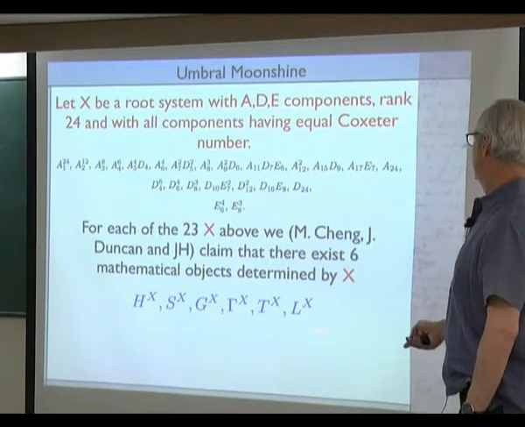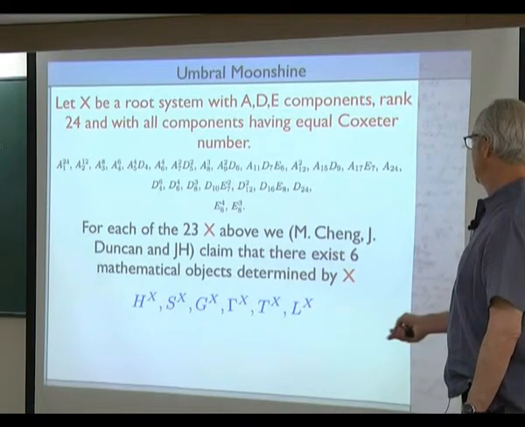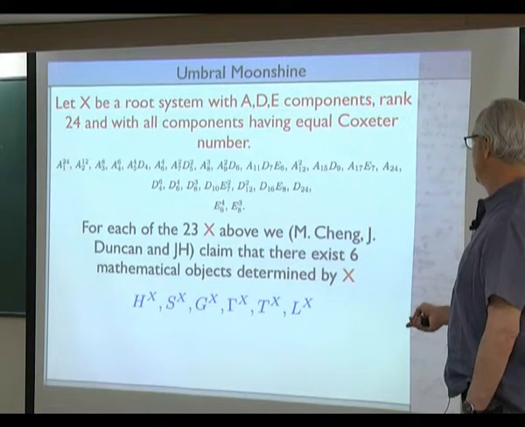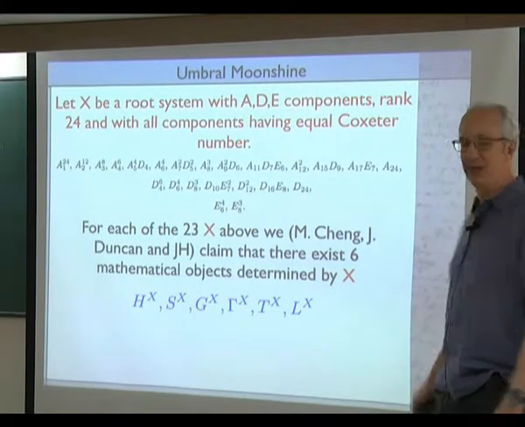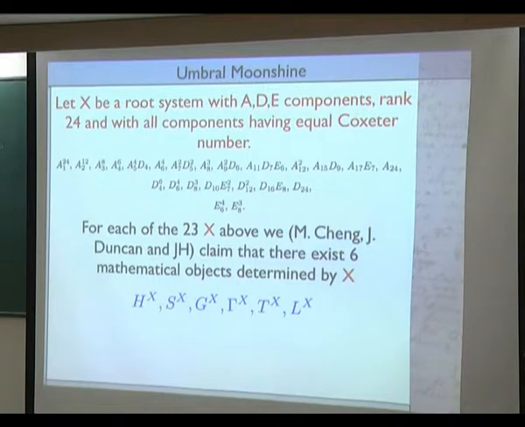So these things are labeled by X, H, S, G, T, gamma, T, and L. I need to explain a little bit what each one of these is and what they have to do with moonshine.